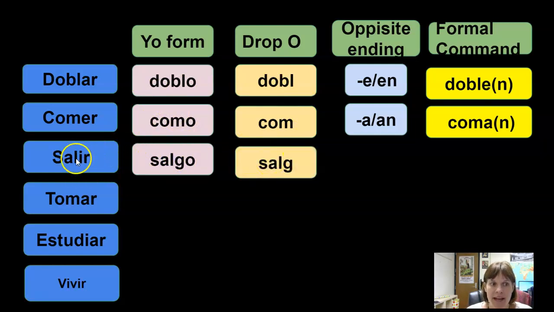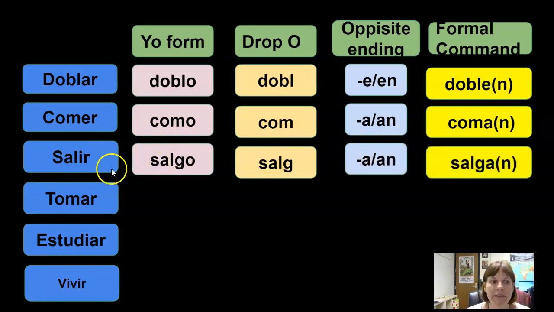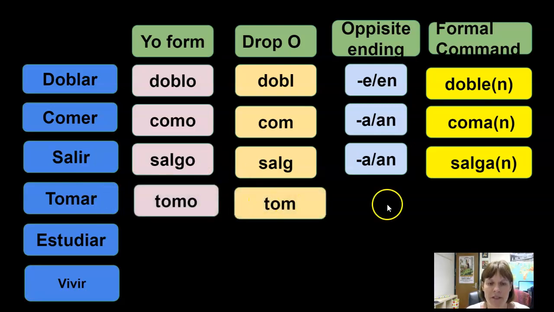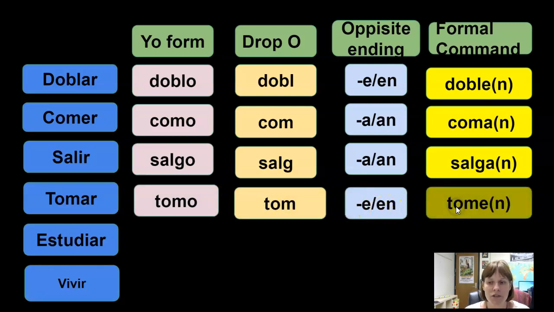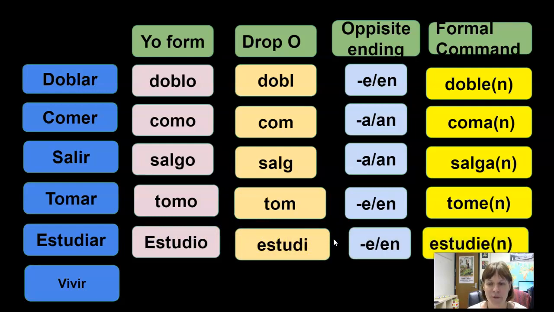The opposite of an IR ending would be A or AN, and then you would have salga or salgan. Salir means to leave, so salga en tiempo, leave on time. Tomar is to drink or to take, in the yo form, tomo. That makes our stem T-O-M. The opposite ending of an AR verb is E or EN. So I would say tome or tomen. Estudiar, estudio, estud. The opposite ending, estudie or estudien. So estudie mucho su español.